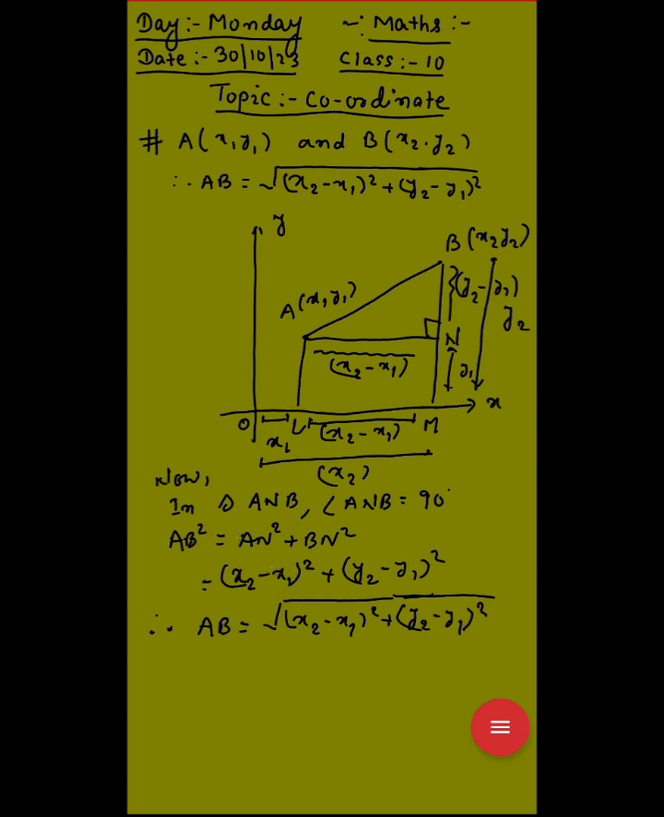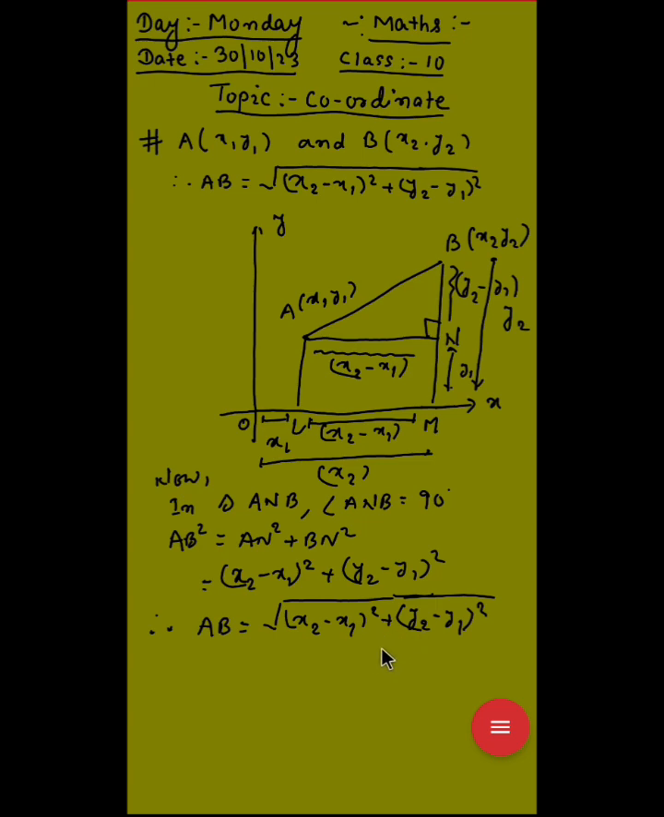How are we going to find the distance between two given points? If you have a coordinate A defined by x1 comma y1 and another point B defined by x2 comma y2, the distance is calculated with the help of the formula under root of x2 minus x1 whole square plus y2 minus y1 whole square.